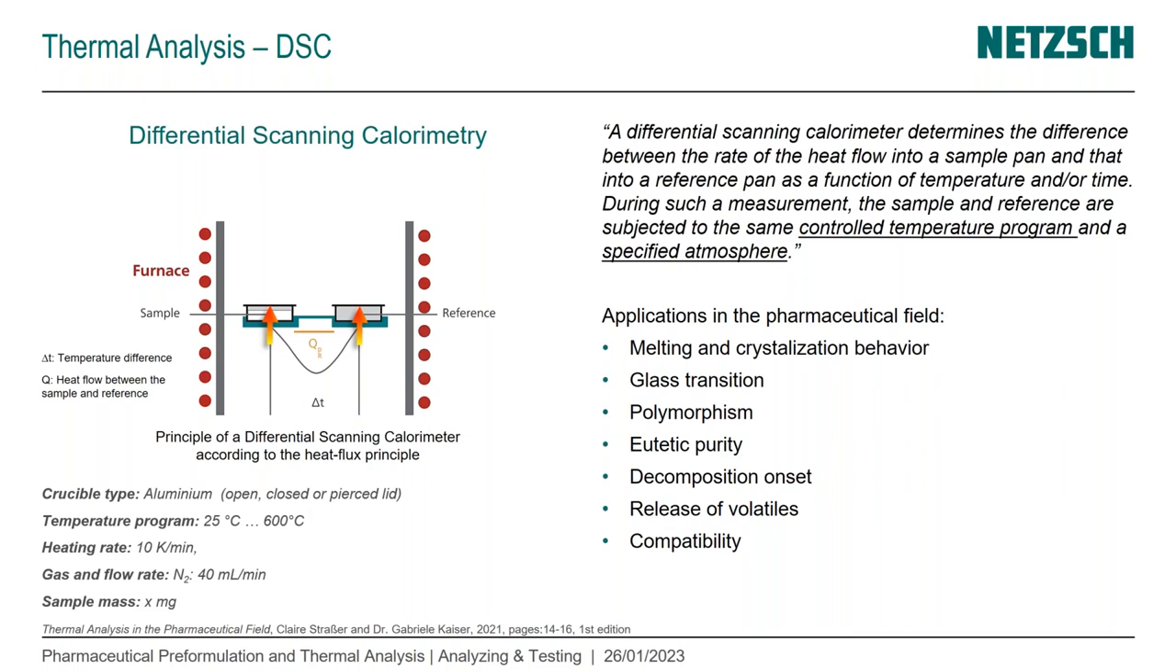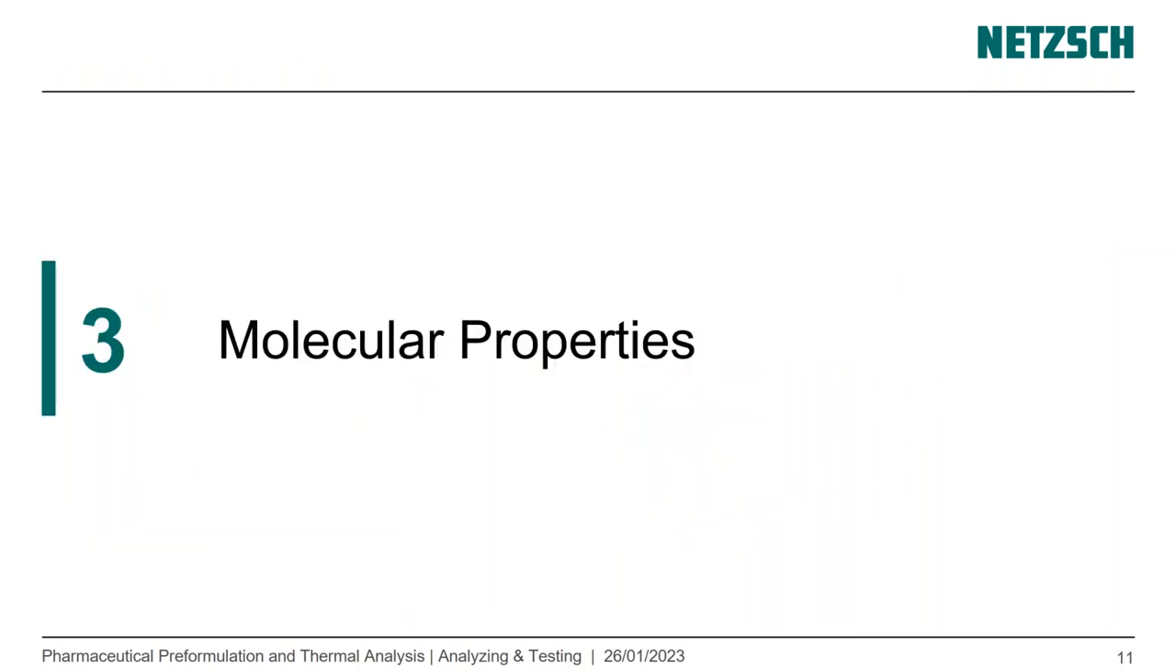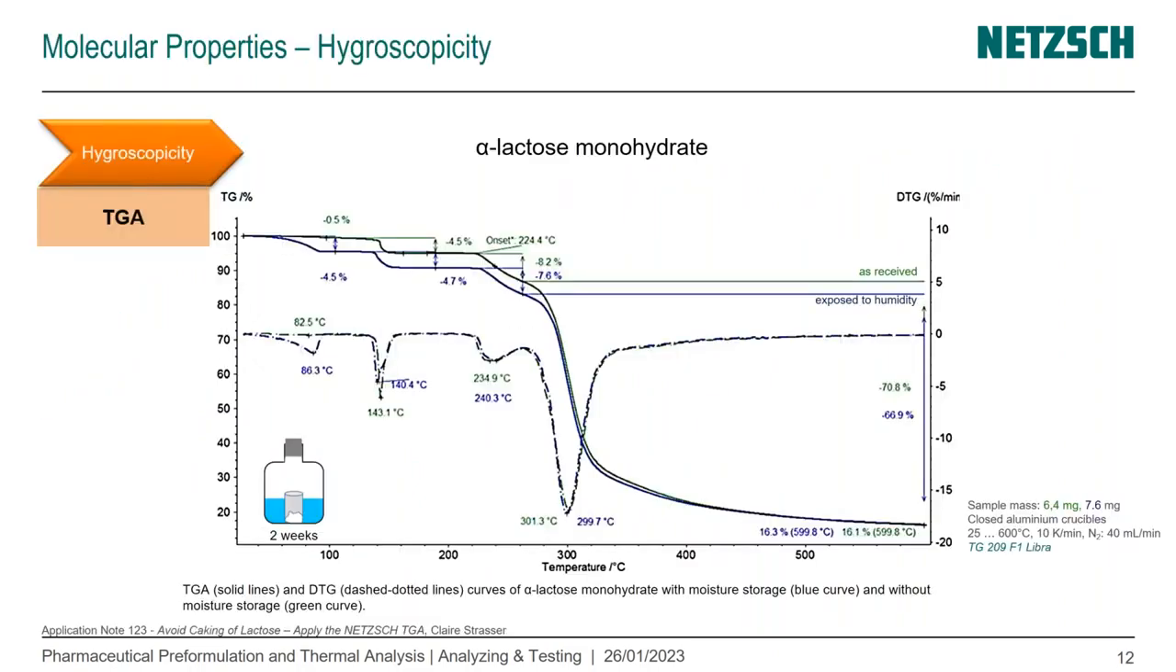Melting and crystallization behavior, glass transitions, polymorphism, and compatibility are some of the applications that we can use DSC to characterize in the pharmaceutical field. About the molecular properties, the first example here is the hygroscopicity, and it's measured using TGA.